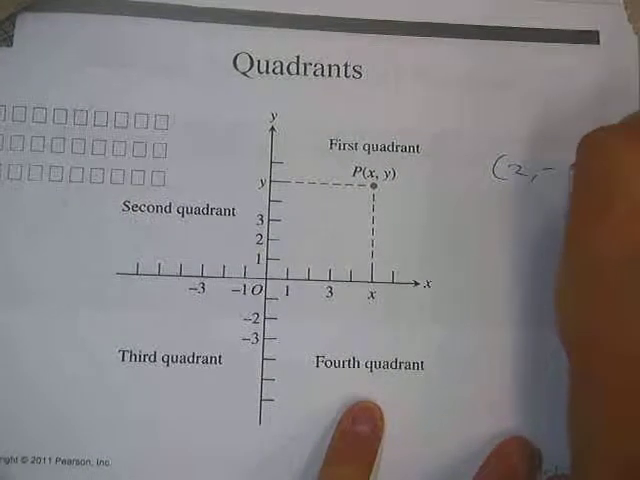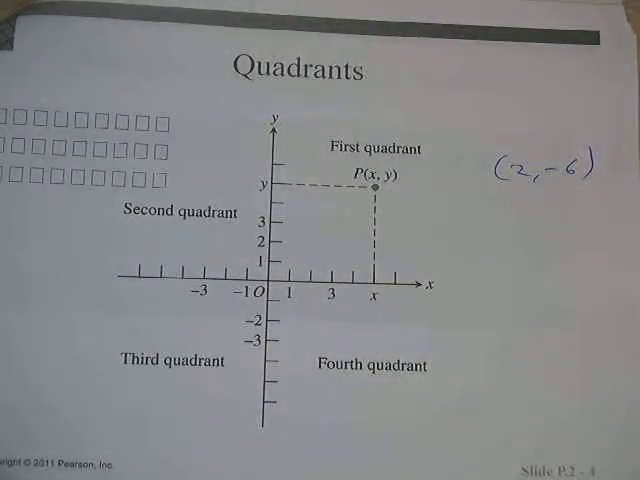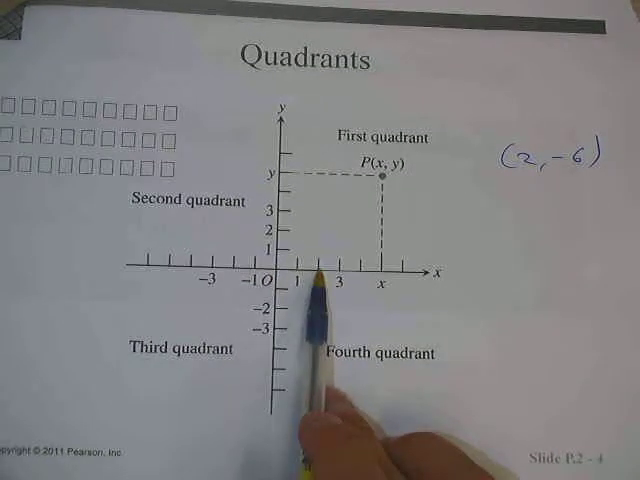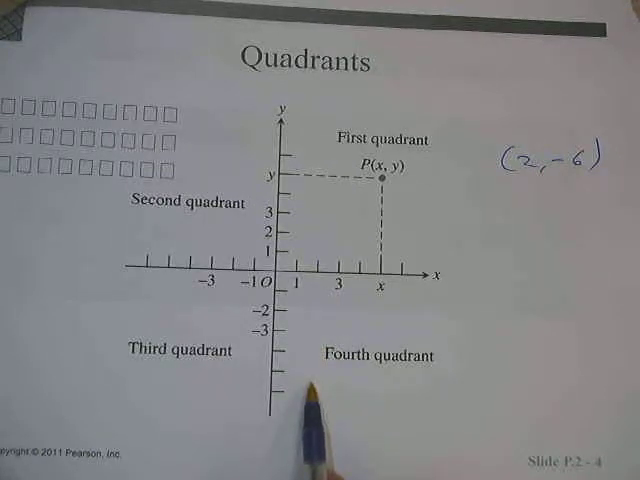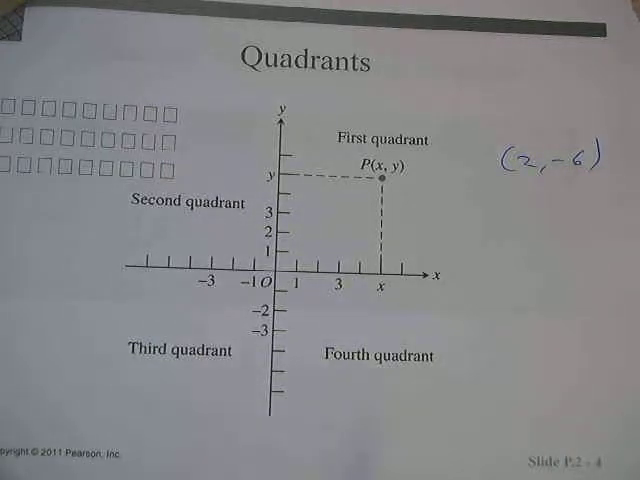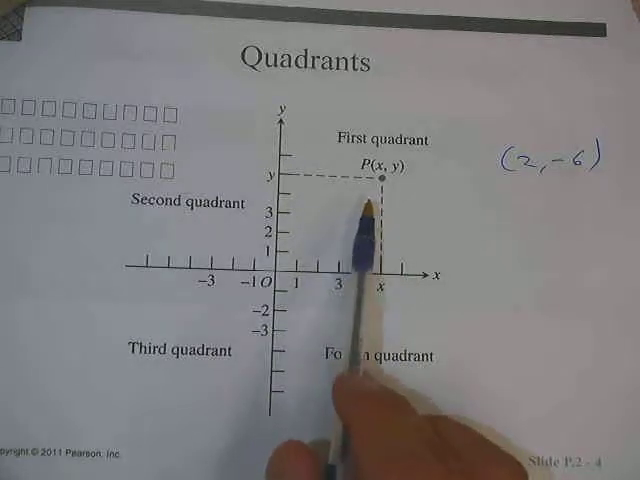So if we were given a particular point, like, say, 2, -6, the question might be, what quadrant would that point be in? Well, if we have 2, -6, we would go 2 to the right, 6 down, and that would put us in the fourth. Okay.